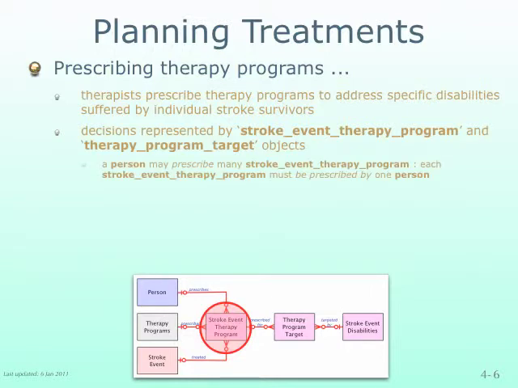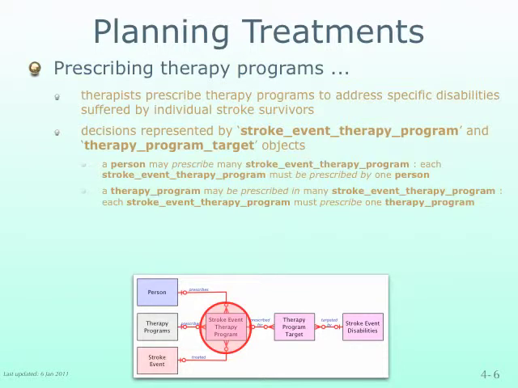A person acting as a therapist may prescribe many stroke event therapy programs, and each stroke event therapy program must be prescribed by one person. A therapy program may be prescribed in many stroke event therapy programs, and each stroke event therapy program must prescribe one therapy program.